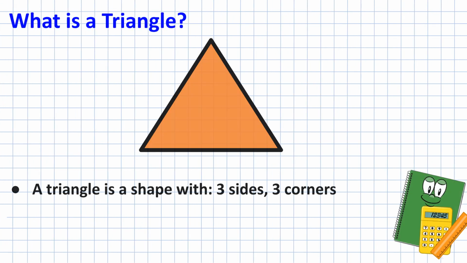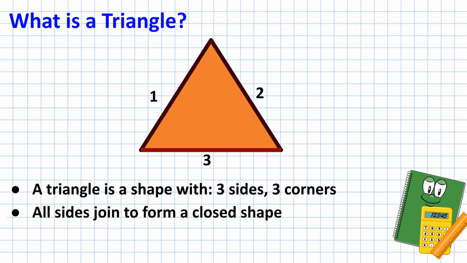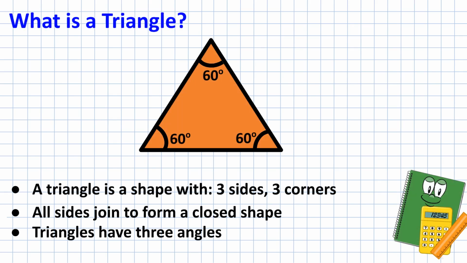A triangle is one of the simplest shapes. It always has 3 sides and 3 corners, as labeled 1, 2, and 3 in the image. Every triangle must always have exactly 3 sides, no more and no less. Also, all sides must join to form a closed shape. Triangles also have 3 angles, which are the inner corners formed by the intersection of the sides.